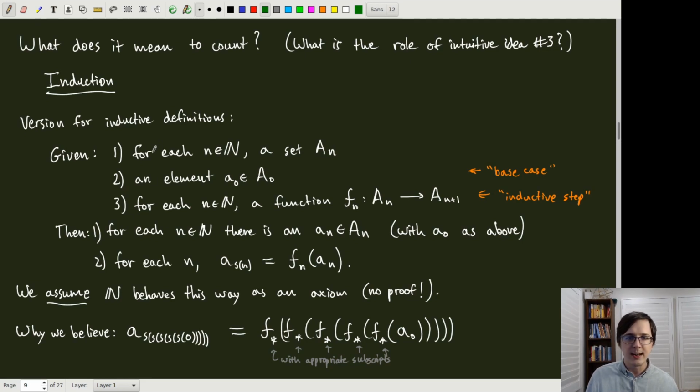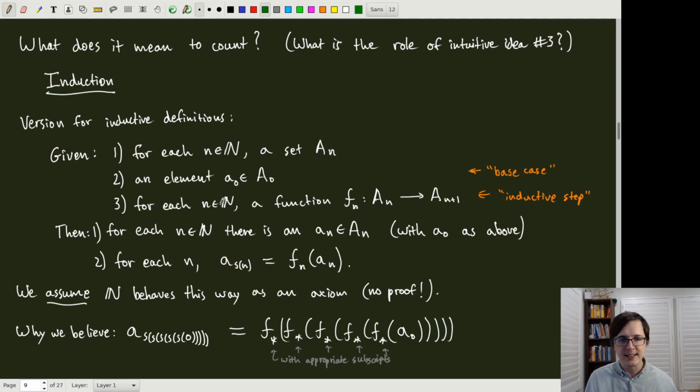So the 3 things are, 1, for every natural number, we associate to it some set of some kind. So there's A0, A1, A2, and so on, all of these sets. The second thing is that we're assuming that we're given some element a0 of the 0th set. So something to start us off. And when you're proving things, this is known as the base case.